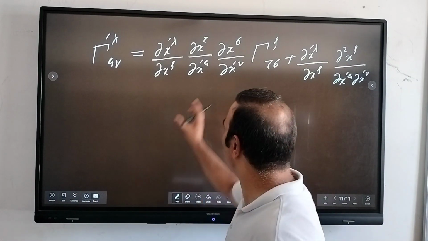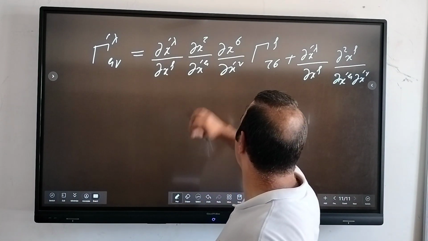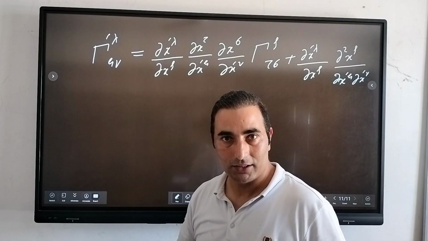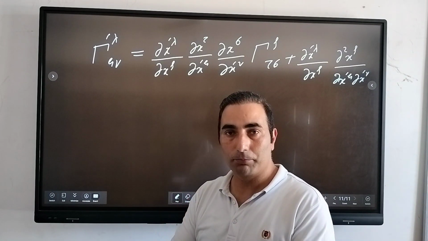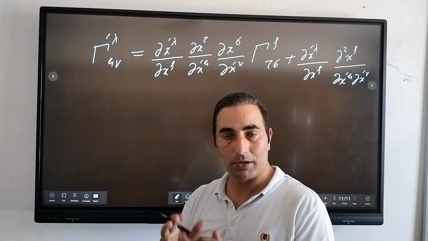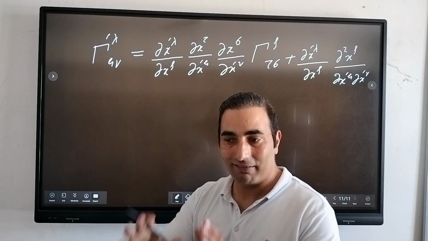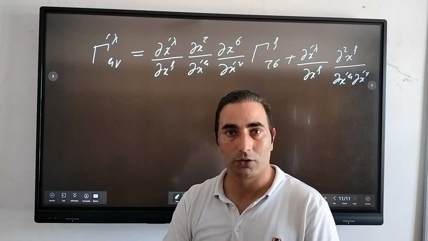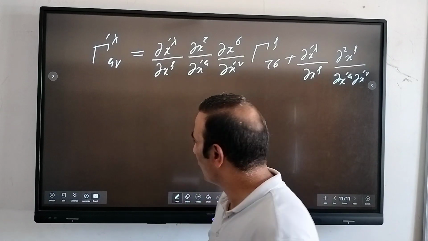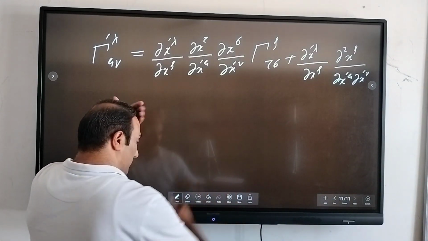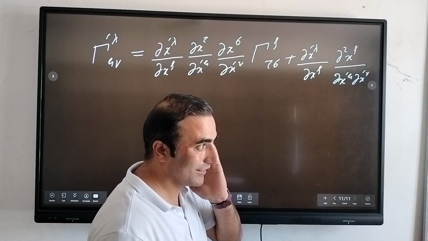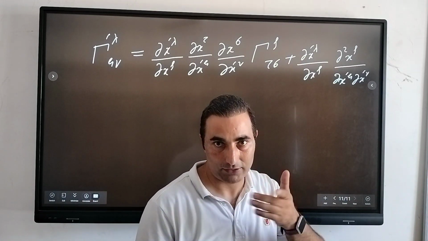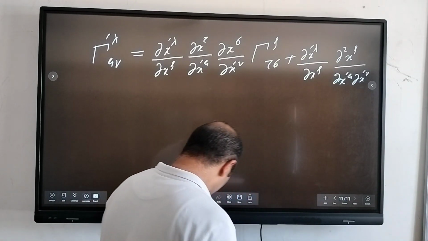Because we have this transformation matrix, you are going from some primed to some unprimed system with some transformation matrix, like we have in Morgan's equation, right? So because of this second term, it is not a tensor. This affine connection is not a tensor, right?